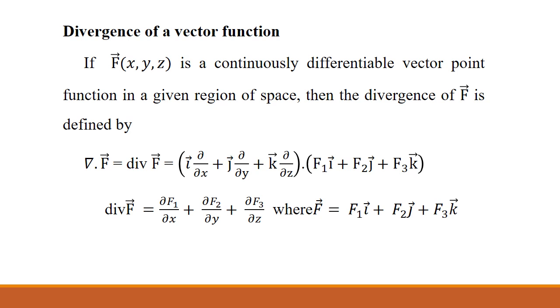That is del. Del means vector i into dou by dou x plus vector j into dou by dou y plus vector k into dou by dou z, dot f vector. F vector means f1 i vector plus f2 j vector plus f3 k vector. Then del dot f vector, div f vector, is equal to the dot product of these two vectors: i vector dot i vector is 1, j vector dot j vector is 1, k vector dot k vector is 1. We get div f vector, del dot f vector equal to dou by dou x of f1 plus dou by dou y of f2 plus dou by dou z of f3, where f vector equals f1 i vector plus f2 j vector plus f3 k vector. In general, the divergence of a vector valued function f vector is denoted by del dot f vector, that is div f vector.